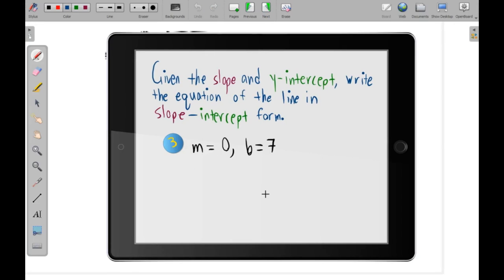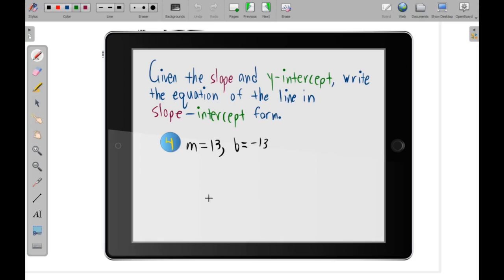Okay, try this one. So see, when we have a slope of 0, is that a vertical line or a horizontal line? Good, so it's a horizontal line because when we have a slope of 0, we have that H shape, right? And that's our horizontal line. So we have as our answer y equals 0x plus 7, and that simplifies to y equals 7. Remember how I said that when we have a horizontal line, it's in the form y equals a number.